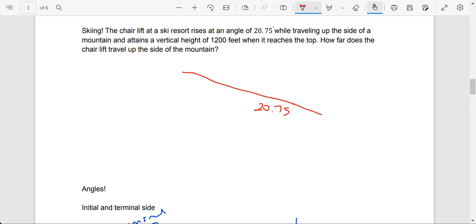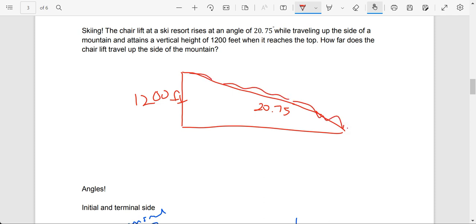And while traveling up the side of a mountain, attains a vertical height of 1,200 feet. So that's 1,200 feet. When it reaches the top, how far does the chairlift travel? So where's the chairlift traveling? Right here, right? That squiggly line right there I made.